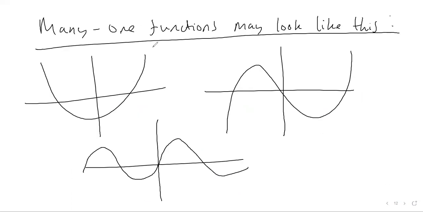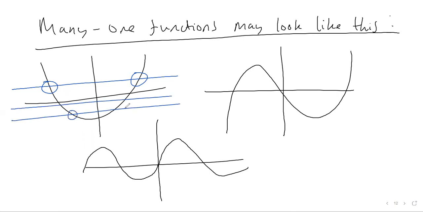So what do many-to-one functions look like? They look something like these. For example, this quadratic here. Again, this is many-to-one, because if you draw a horizontal line, we've actually got many points of intersection. So a many-to-one function is where you draw a horizontal line and we get at least one point of intersection. Same thing with this cubic kind of graph here.